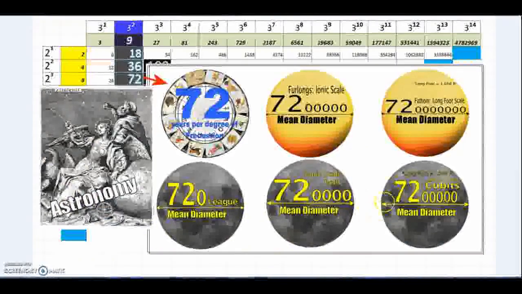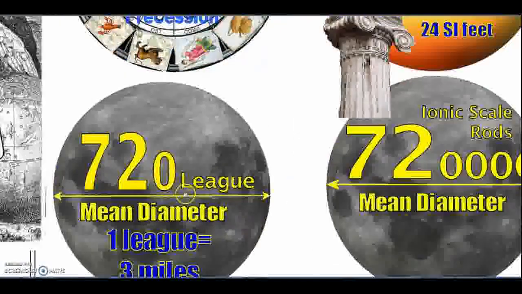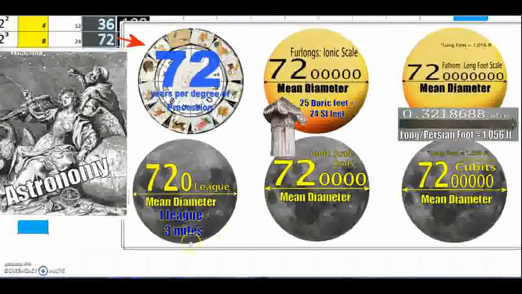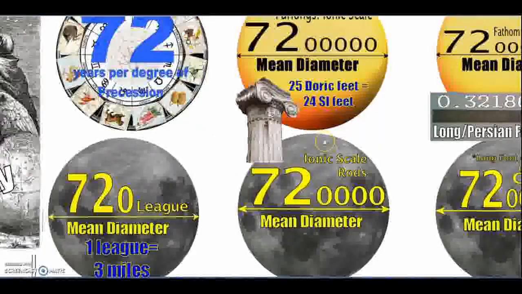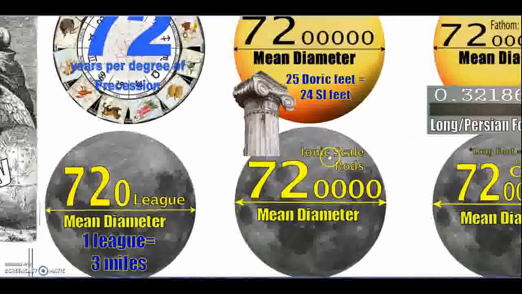So we see sun and moon measures, and so 720 leagues, the mean diameter of the moon. Well, 1 league is 3 miles. That's the imperial measures we use now, but earlier, throughout so many series, the importance of the Ionic and Doric scale of measure.